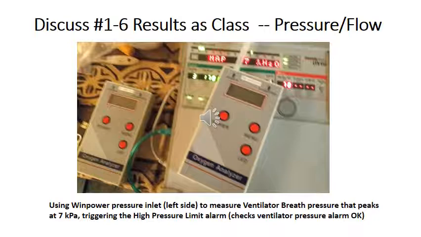Here we illustrate the use of the pressure inlet on the wind power unit, which is on the left side. You'll of course have to choose pressure in the menu. And here I was using the wind power pressure inlet to measure ventilator breath pressure that peaked at 7 kPa, triggering the high pressure limit alarm. So it gave me a way of checking that ventilator pressure alarm levels were okay.